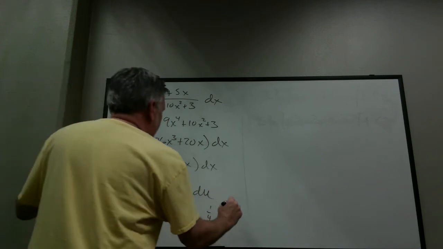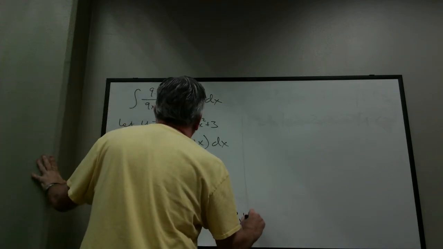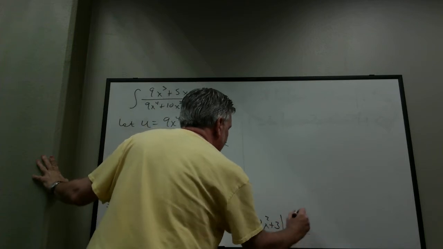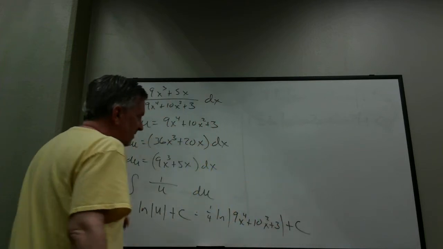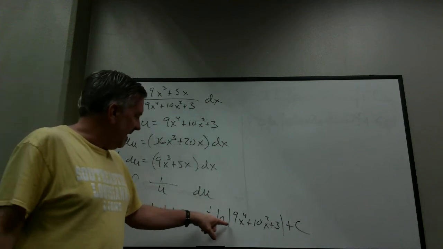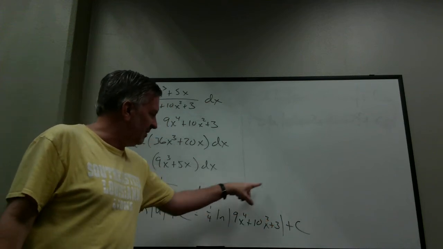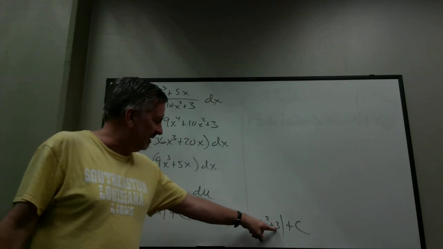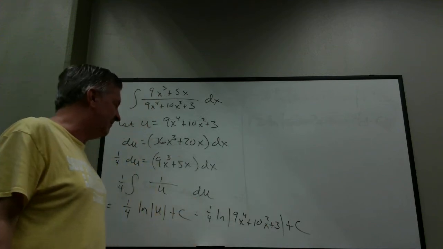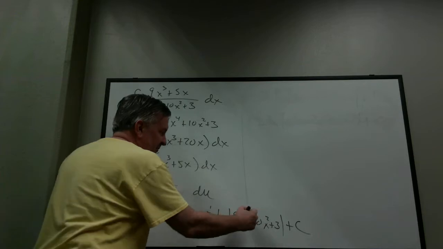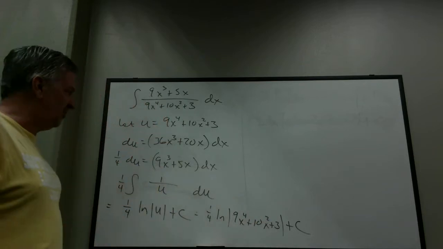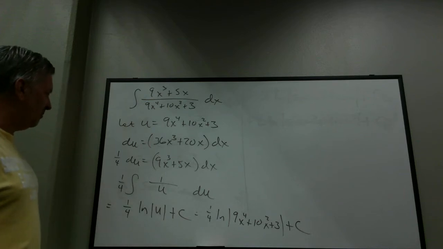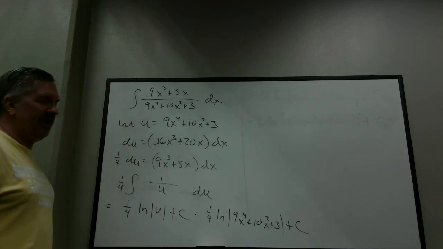What was u? 9x to the 4th plus 10x squared plus 3, plus c. Notice on this answer, if you accidentally didn't put absolute value signs and you put parentheses instead, you'd still be correct because 9x to the 4th plus 10x squared plus 3 is always positive. But I would just get in the habit of having those absolute values when you integrate 1 over u. So that one's not too bad.